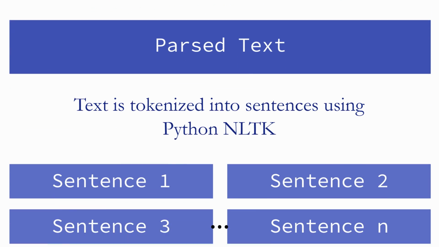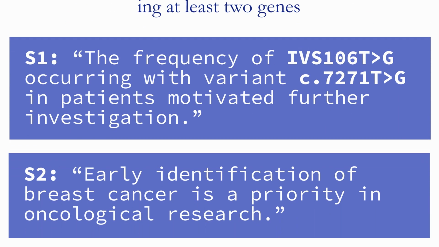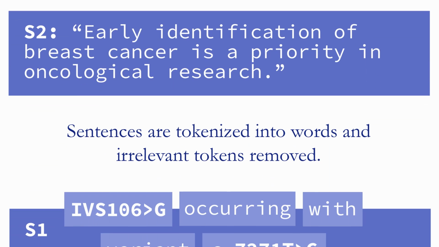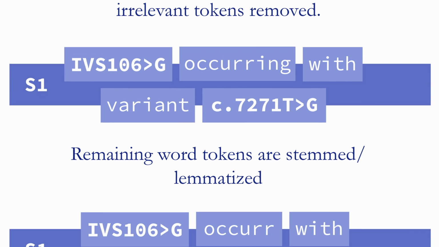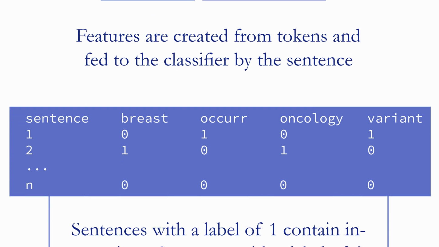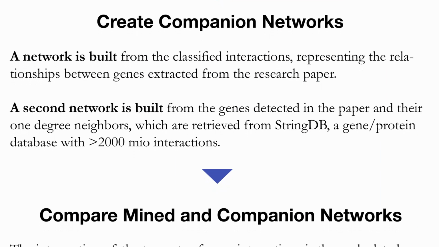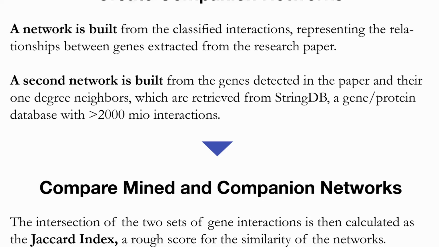The tool's pipeline starts with text processing, where a PDF research paper is parsed with Apache Tika and then tokenized into sentences and words using Python NLTK. The tool filters for tokenized sentences containing potential interactions, which are then converted into features and fed to a linear regression classifier. A set of gene interactions is created from the positively classified sentences.